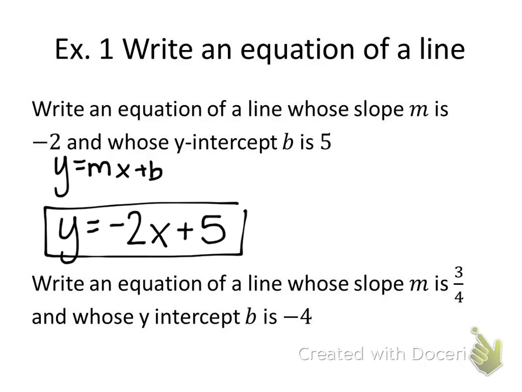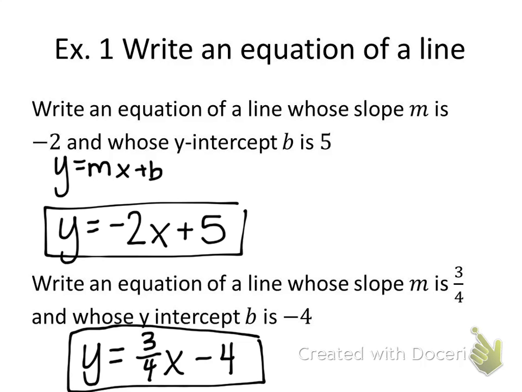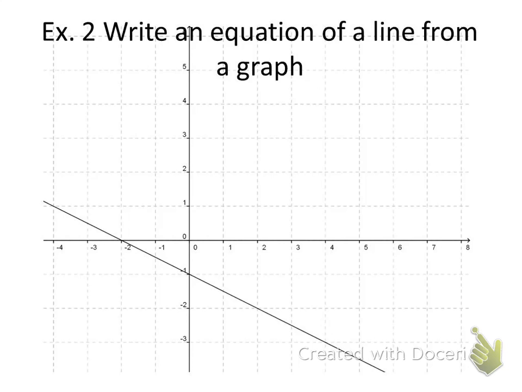Okay, let's do the next one. Write an equation of a line whose slope m is 3/4 and y-intercept b is -4. So I know it's y equals mx plus b, so my m is 3/4, x plus b, well since b is -4, I don't need to write plus -4. I could just write -4, same thing. Okay, so that's how we would write our equation in slope-intercept form when they give you each of those pieces. Now, it's not always going to be that easy, but for right now it is, okay?